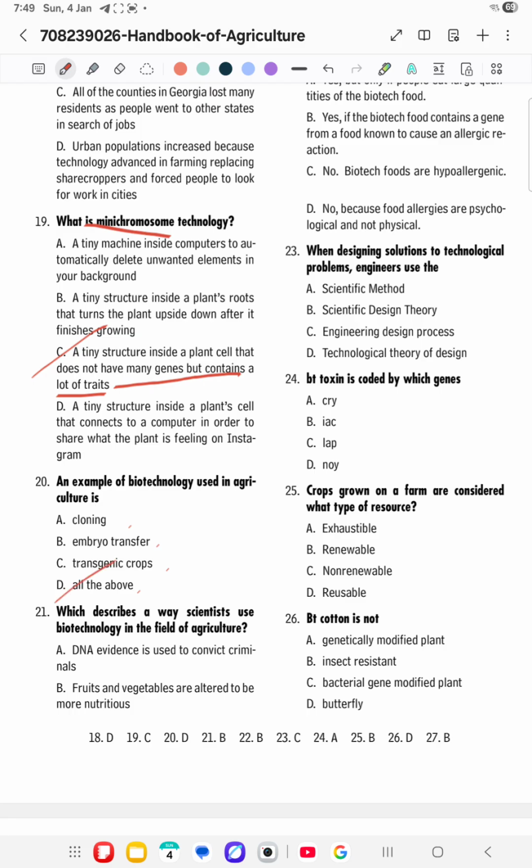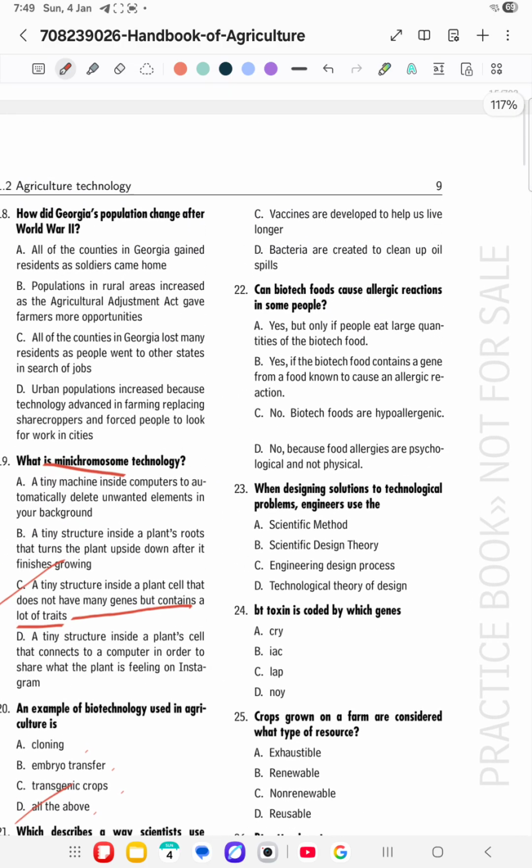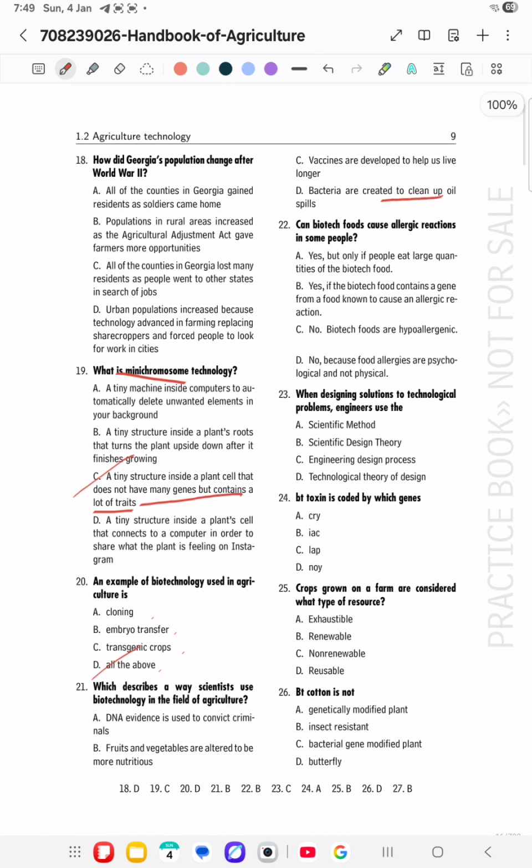Which describes a way scientists use biotechnology in the field of agriculture? DNA evidence is used to convict criminals. Why in agriculture? Fruits and vegetables are altered to be more nutritious. It can be. Vaccines are developed to help us live longer. It can be. Bacteria are created to clean up oil spills. No. The example of this bacteria is Olizapper virus.